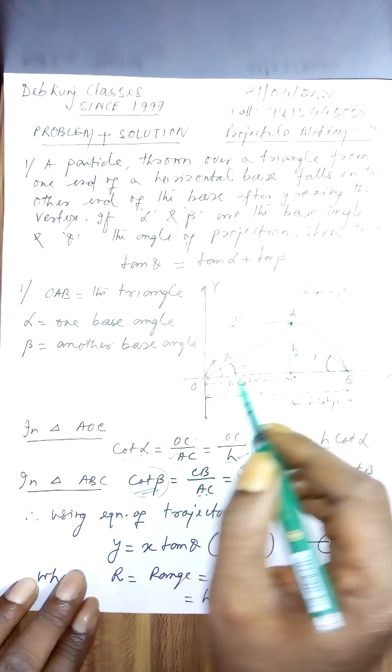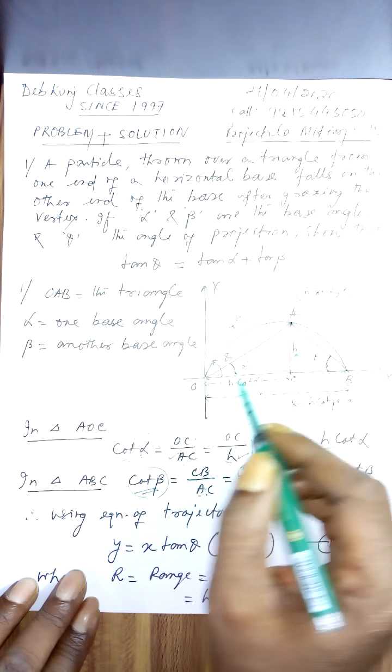Using the equation of the trajectory, y is equal to x tan theta into 1 minus x over r, where r is the range, and x, y are the coordinates of a point on the trajectory. I will derive this expression in a different video. For the time being, remember it. Here r is the range, that is from O to B.